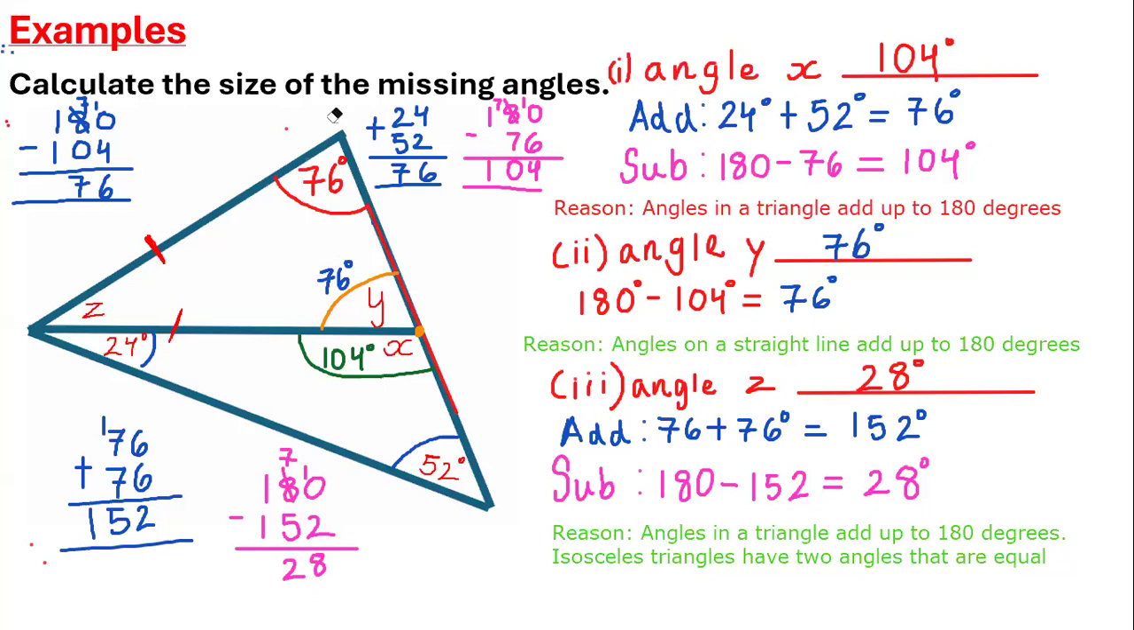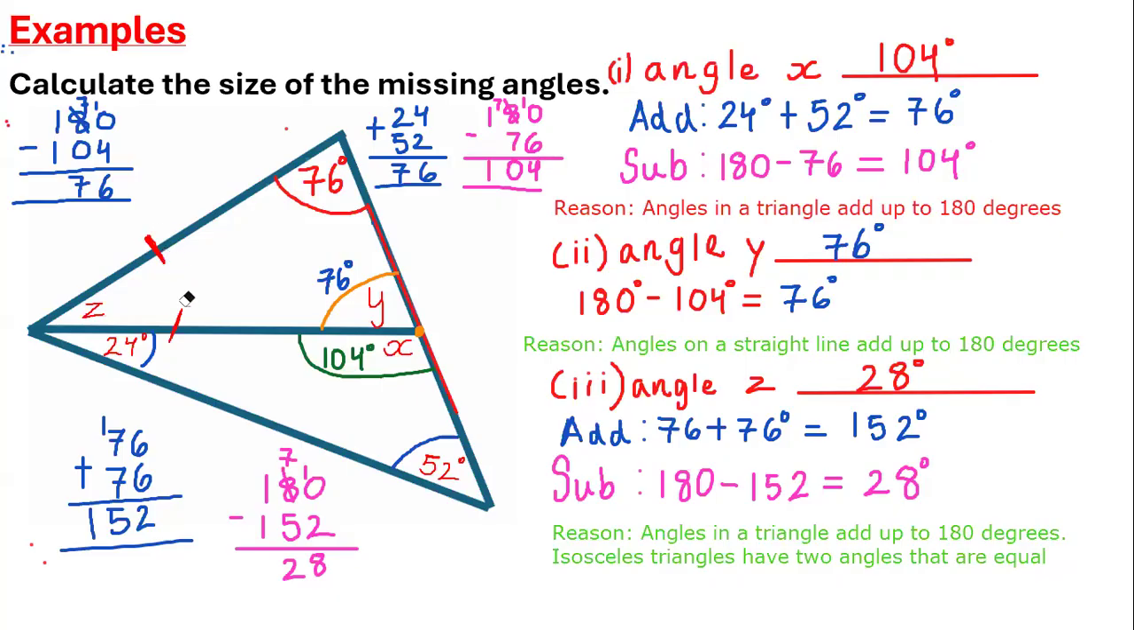So if we look at this triangle, we have 76 for Y. How do we know that this is also 76? What gave us the understanding that this is also 76? Because both of the sides are shaped the same. I don't really know how to explain it, but I know how you got it.